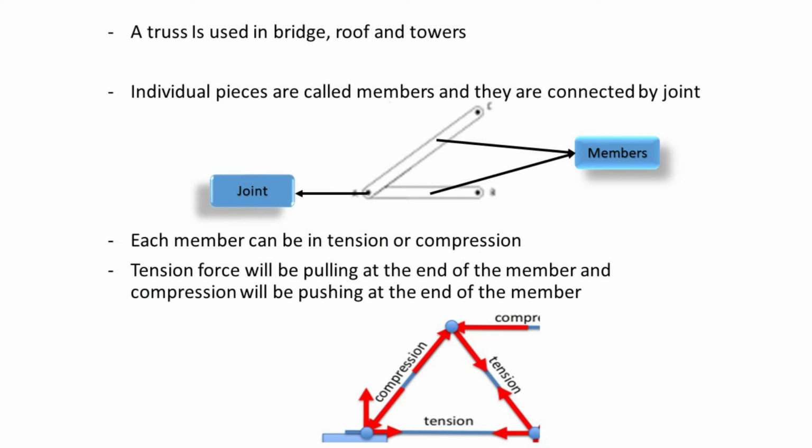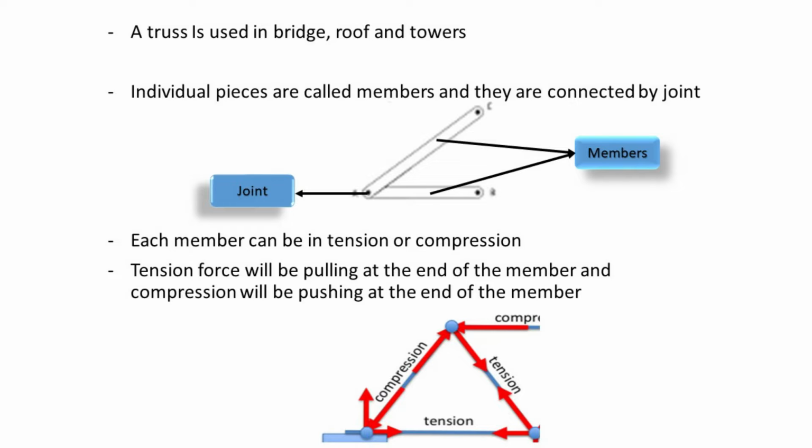Hi everyone, today I'm going to explain about the method of joints. Before we proceed, let me give a brief introduction on trusses. A truss is used in bridges, roofs and towers. Individual pieces of a truss are called members and they are connected by joints.